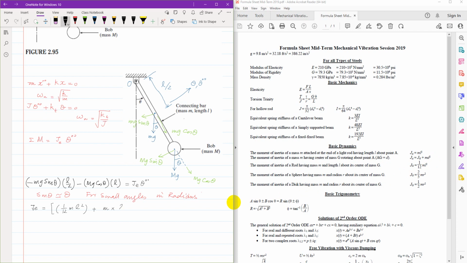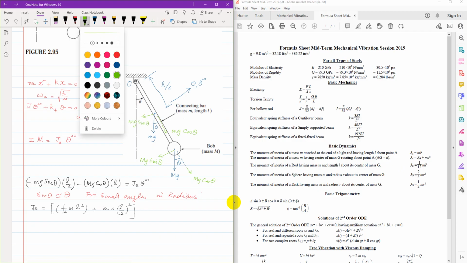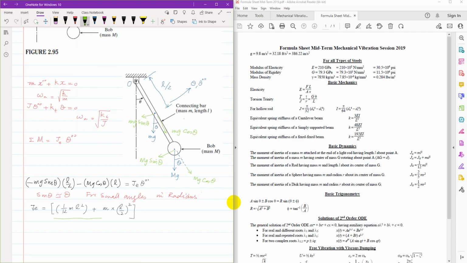So d here is L over 2. So L over 2 squared. So this one is for the bar. And then for the bob, the moment of inertia of a sphere having mass and radius r about its center of mass is 2 by 5 m r squared.